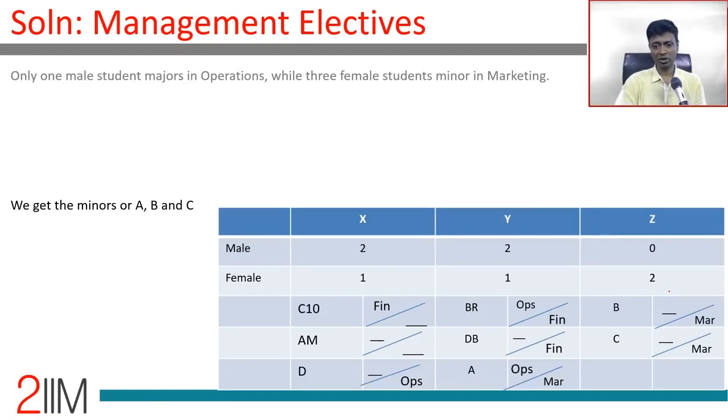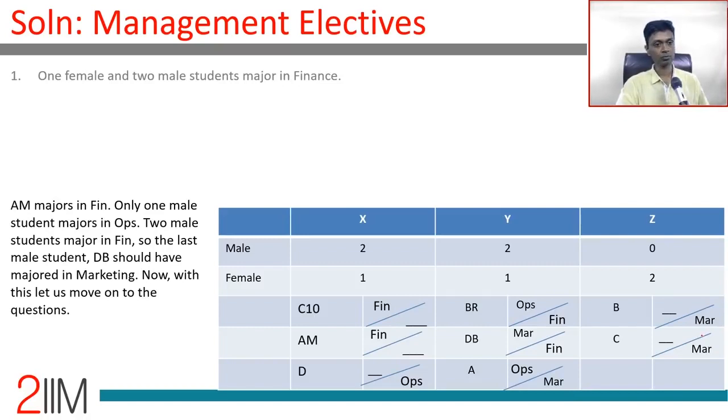Only one student majors in operations. Only one male student majors in operations, that is Barun. And while 3 female students minor in marketing, that we have already put in. Okay. Let's build this. 1 female and 2 male students major in finance. AM should major in finance because DB cannot major in finance because he's minoring in finance. So C10 and AM major in finance.